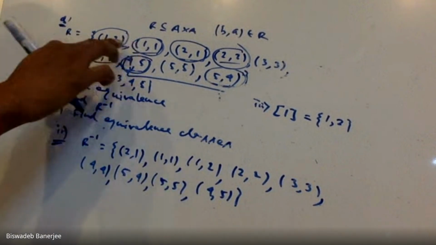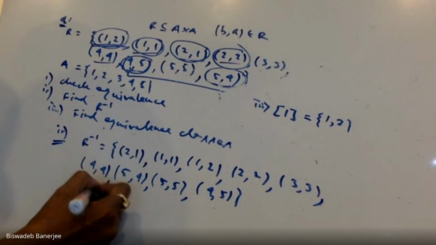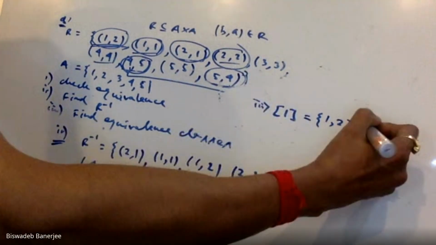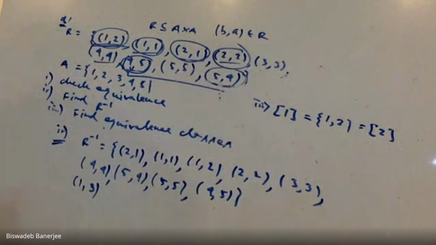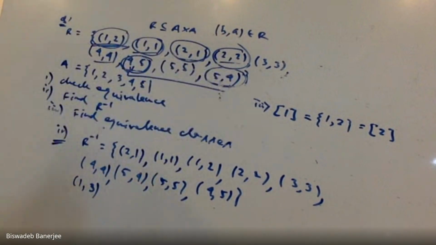See that 1 is not related with 3, because there is no member like (1, 3). So 3 does not belong to the equivalence class of 1. And you can easily see that the equivalence class of 2 is also {1, 2}. Why? Because 2 is related with 1, 2 is related with 2. So the equivalence class of 1 and 2 is {1, 2}.